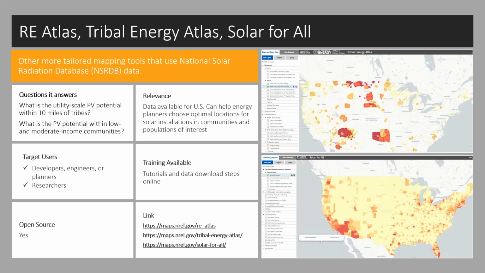The Solar for All tool similarly uses NSRDB solar data, but it focuses on low and moderate income, or LMI, communities in the U.S. So the map in the lower half of this slide, for example, displays the solar rooftop technical potential in LMI communities at the county level. Solar for All also provides data on energy expenditures, energy burden, demographics, and health indicators, all metrics that may also be of interest for people designing energy efficiency and renewable energy programs or policies targeted at LMI households and communities.